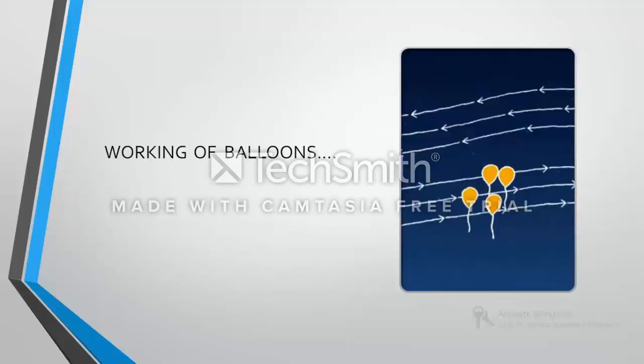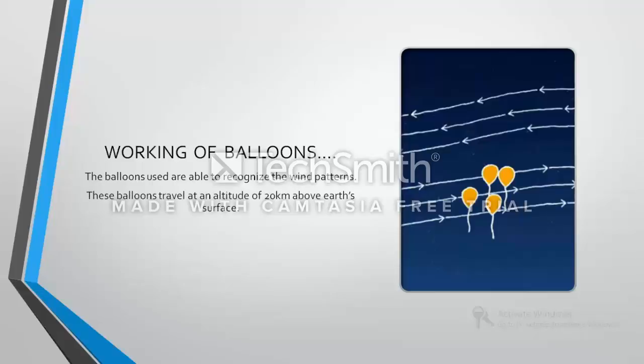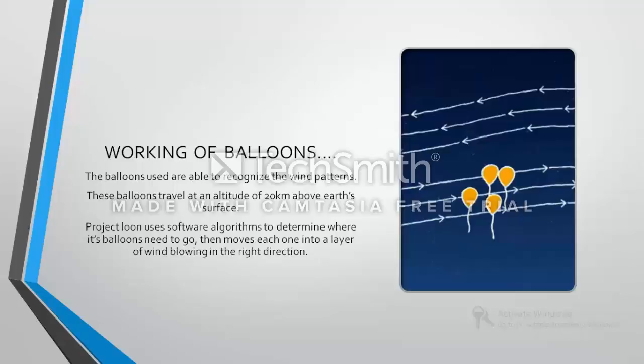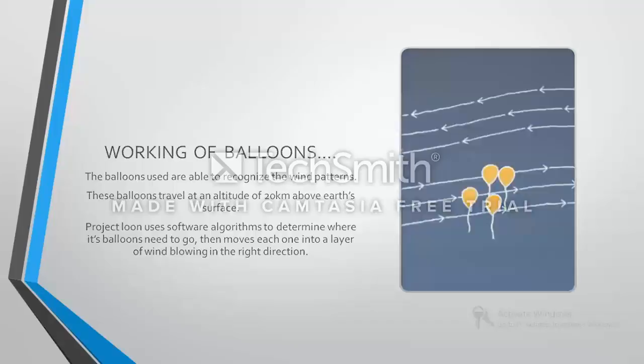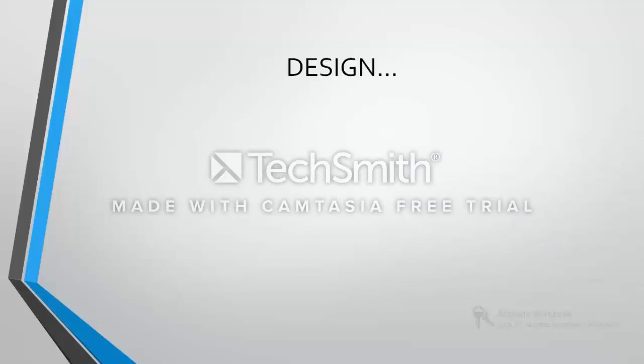This is how the balloon works. The balloons usually can recognize the wind patterns. I will be explaining these wind patterns and all in the video coming up. Actually, the balloons can recognize the wind patterns such that they can move in the specific directions of the wind, and can even be controlled from the earth also. These balloons usually travel at an altitude of 20 km above Earth's surface. Project Loon uses software algorithms that can determine where the balloons need to go, whether a particular direction or a particular layer can be maintained by the algorithms used for flying those balloons.